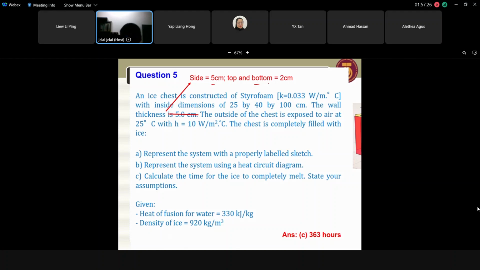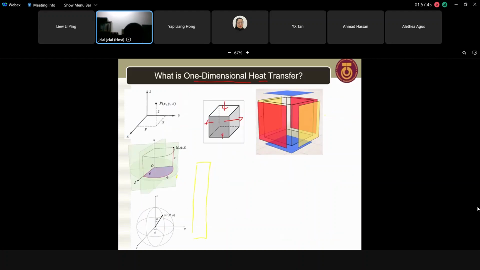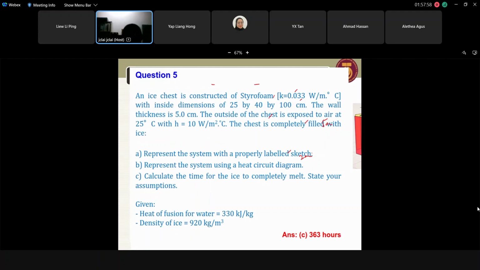Now the wall thickness is different already. For the side is 5 cm. For the bottom and top are 2 cm. Meaning 1, 2, 3, 4 sides are 5 cm thickness, but top and bottom thickness are 2 cm. So, can you show me your circuit diagram?